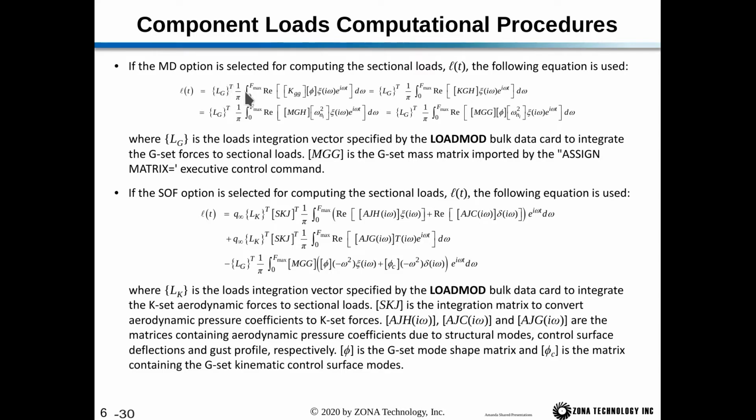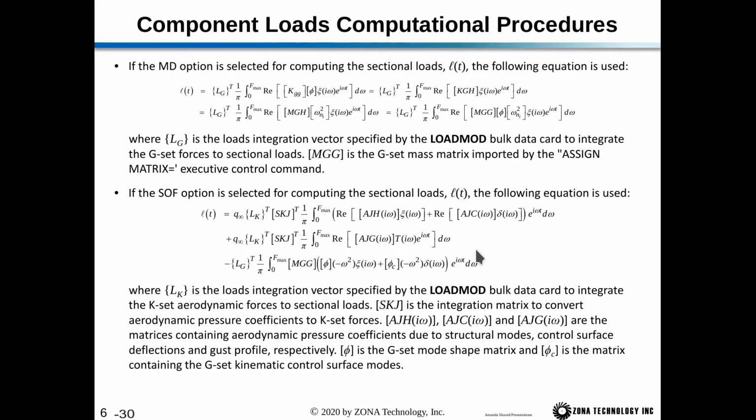Now Lg, shown here, is the loads integration vector specified by the load mod card from the set 1 card to define the grids. So this integrates the G set forces to the sectional loads. Now for the SOF option, we do an integration on the aerodynamic boxes. So then we use LK times SKJ, and then notice in here we have, instead of going through the KGG matrix, we're going from the modes directly to the boxes for the AJH and AJC matrices. And then we're integrating from these boxes. We use the SKJ matrix to convert the CP to forces, and then the LK integrates the boxes to a force.